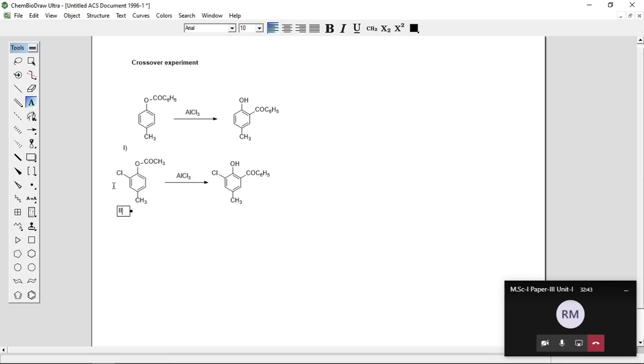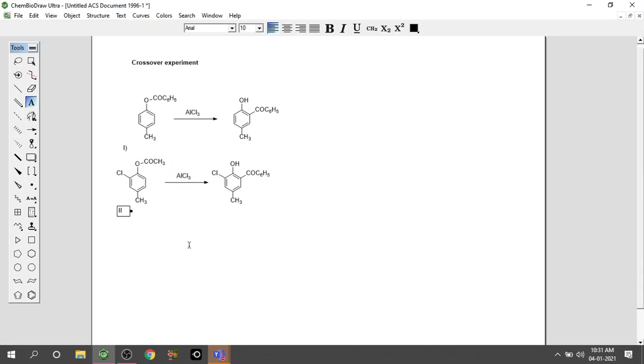Same here, this is your second reactant. This AlCl3 reacts with this phenyl ester and rearrangement takes place, breaking of this O-C bond. This C=O CH3 group migrates from this oxygen and joins on this carbon, and you will get this product. So this is your reactant first, reactant second, and we are labeling the products third and fourth. This is the product of your first reaction, this is the product of your second reaction.